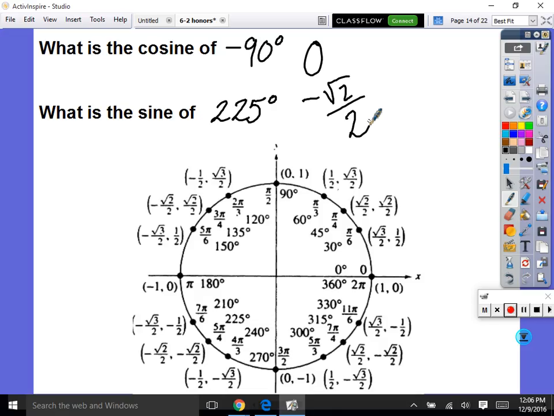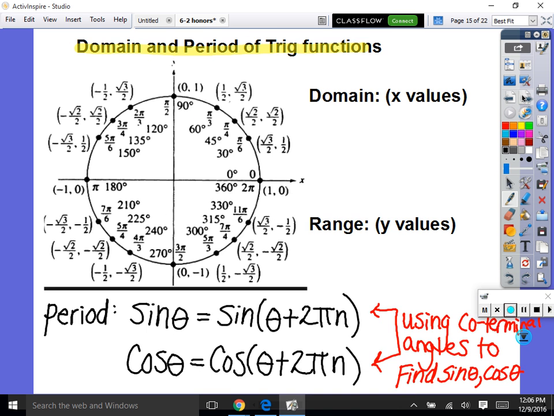So let me show you. Positive 225 is right there. We have these x, y points. Cosine is x and sine is y. So we know that the sine of 225, the exact answer, would be negative square root of 2 over 2. Okay, so let's just quickly talk about the domain, and then it talks somewhat about period.